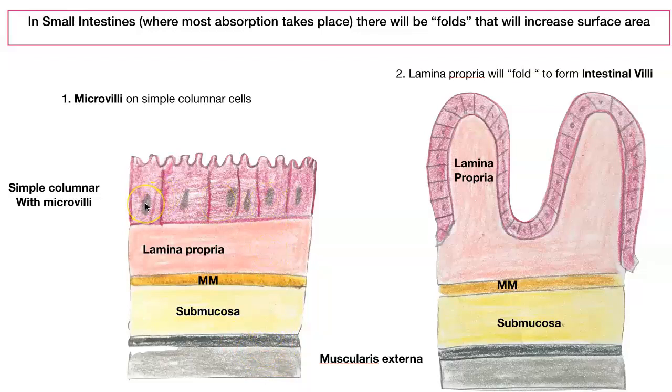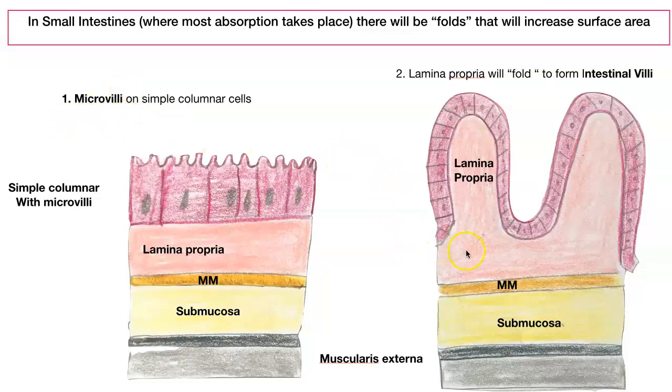This is simple columnar. Now, in the small intestines, we are going to have simple columnar with microvilli. So you remember microvilli from week 1 of anatomy? These microvilli are cytoplasmic extensions of the cell. Simple columnar with cytoplasmic extensions. These increase the surface area. Food's going across here. We have more surface area to absorb that food. So far, so good? So that's one of the things that we have in the small intestines, microvilli.